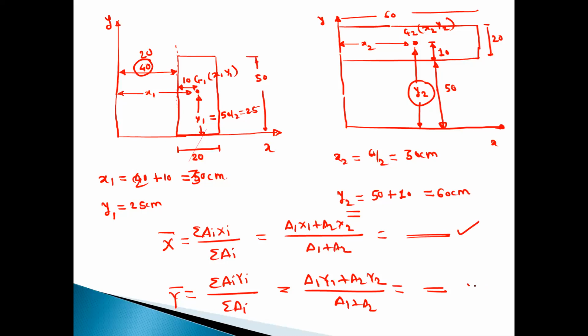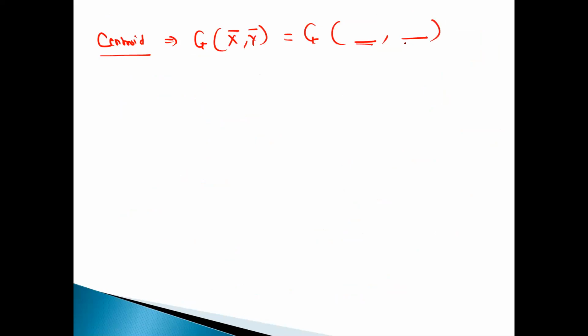So get these two values. So this is your final answer, and then represent the answer like this. The centroid is represented by the capital letter G, which is x bar, y bar, that is equal to G. Put the values from your calculation. So this is x bar and this is y bar. Okay, so complete this problem as homework. So today we will stop here.